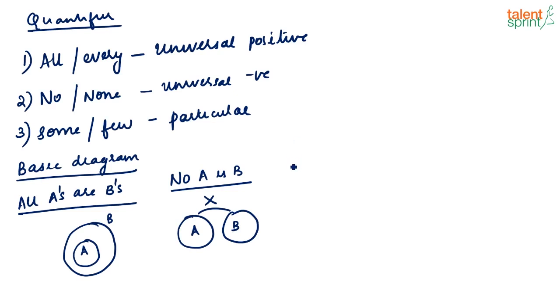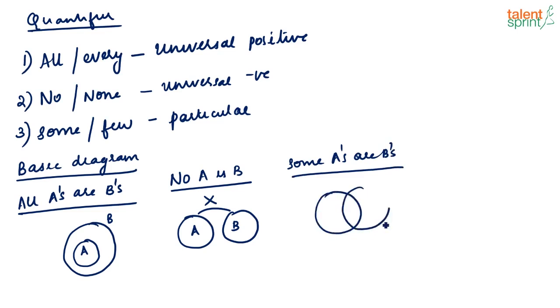Next, some A's are B's. That means between both the sets A and B, there is something that is common. So if this is A and this is B, there is something that is common between them. So some A's are B's. Here the shaded region is the region that we are looking at, correct?